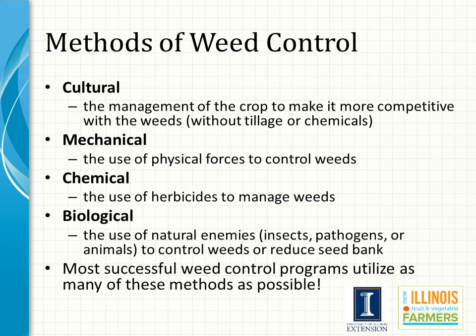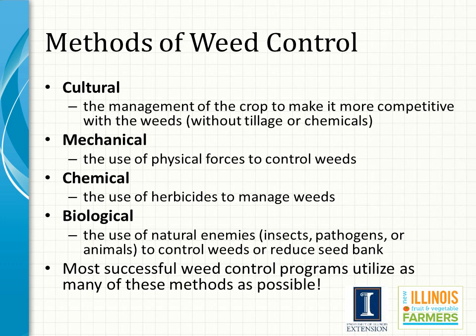Typically, we divide the methods of weed control up into four main categories. Cultural weed control is the management of the crop to make it more competitive with the weeds. Typically, this does not include the use of tillage and chemicals. Mechanical weed control is the use of physical forces to control weeds. This would be tillage, or also could be hand weeding.